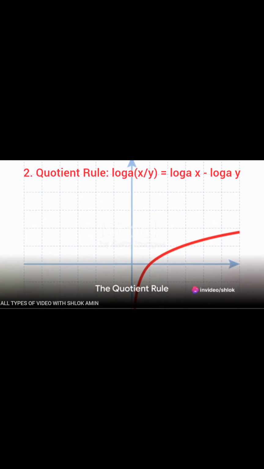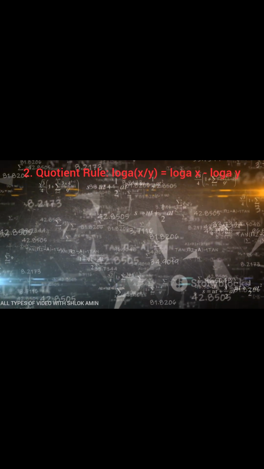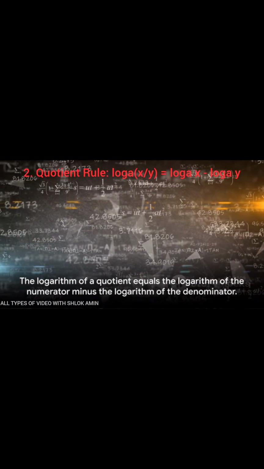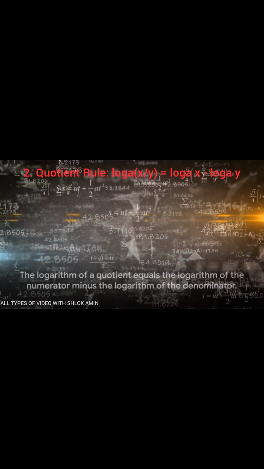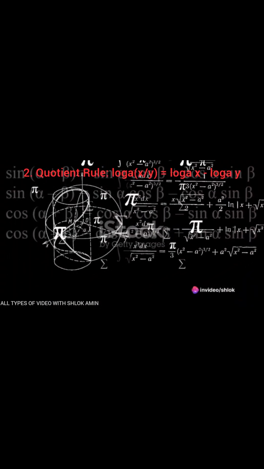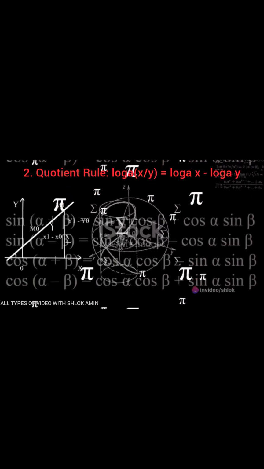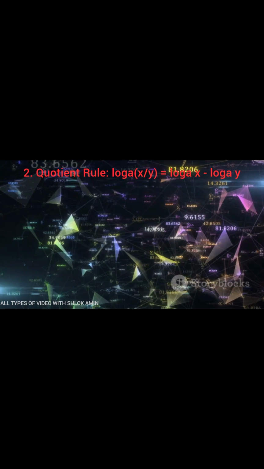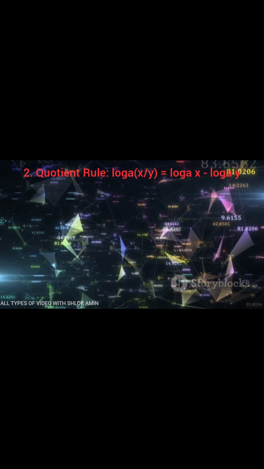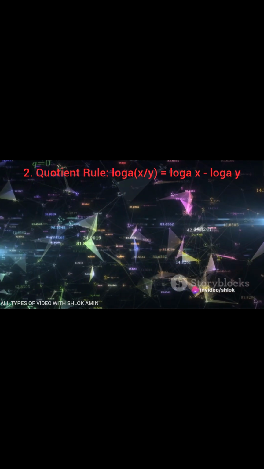Next up is the quotient rule. This rule is the counterpart to the product rule. It states that the logarithm of a quotient, meaning one number divided by another, equals the logarithm of the numerator minus the logarithm of the denominator. Just as the product rule turns multiplication into addition, the quotient rule transforms division into subtraction.